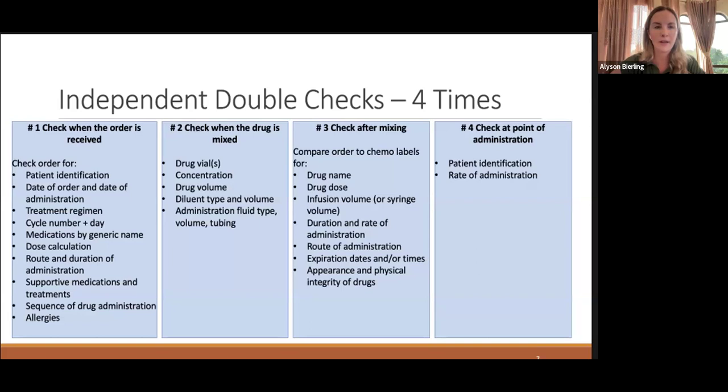As the lecture moves on and we get to the points where these checks are required, I'll go over them in more detail. But just to frame this discussion, here are the 4 points where double checks will happen. The first check will happen when the order is received from the doctor. The second check will happen when the drug is mixed. The third check will happen after the chemotherapy is mixed. And then the final independent double check will happen at the point of administration.